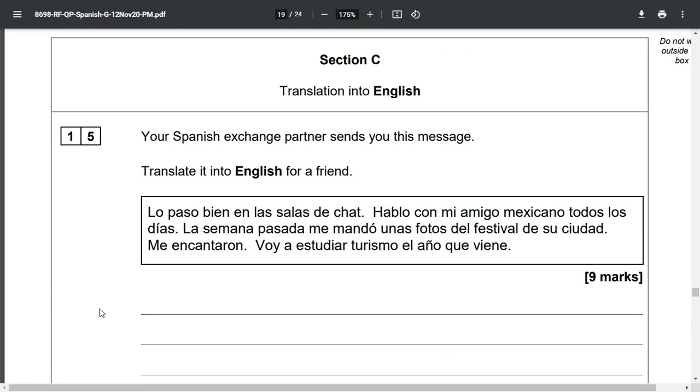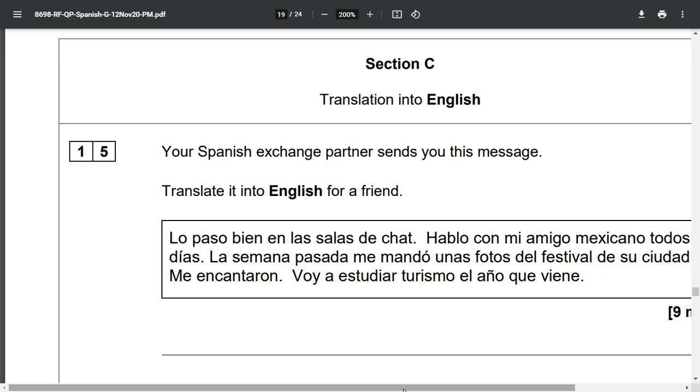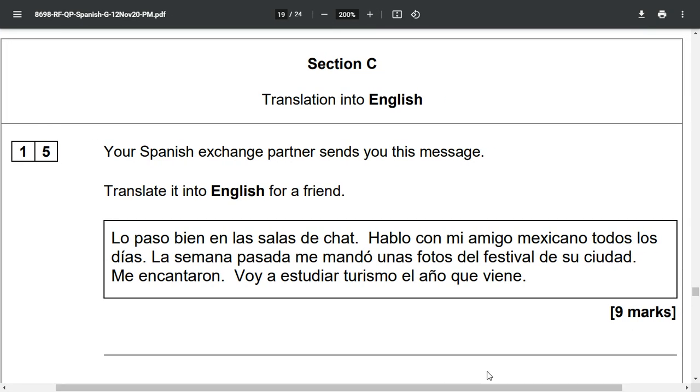Question 15, section C, translation into English. There's 9 marks available for this. Your Spanish exchange partner sends you this message. Translate it into English for a friend. So let's have a look at this. Just made it a little bigger.